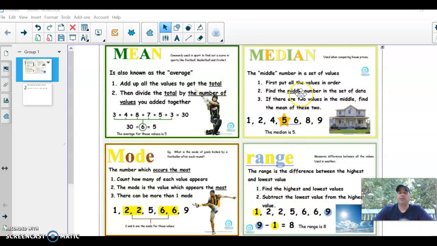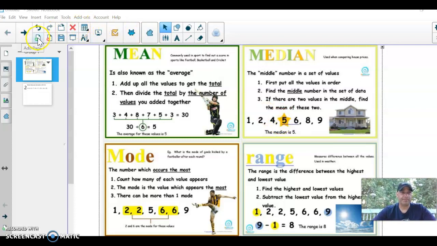For the median, this is the middle number in a value set. So it's really important that you put all the values in order from least to greatest, and then you find the number that's in the middle. In this case, we have 1, 2, and 4 down here, 9, 8, and 6 over here, and 5 is in the middle. Now in some cases, the median can get a little tricky.